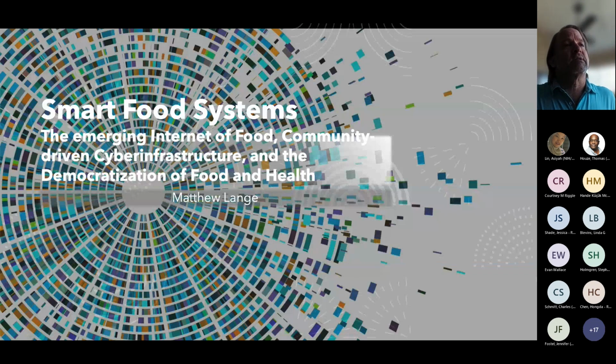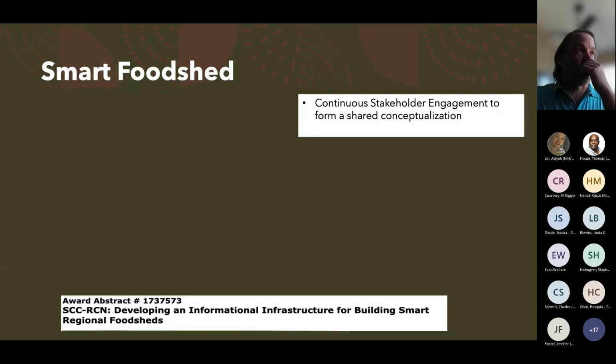So what does that cyber infrastructure look like, and why do we want to do it? Well, we want to do it because we want to democratize food and health. And I'll get into what that means in a minute. But first, let's start with something that I think is perhaps a little bit more tangible, a concept of a smart food system or a smart food shed.